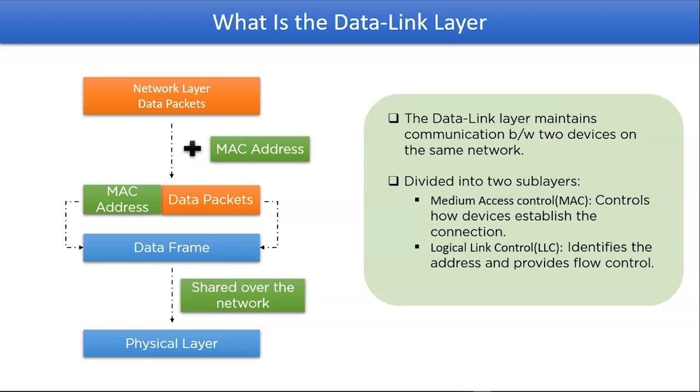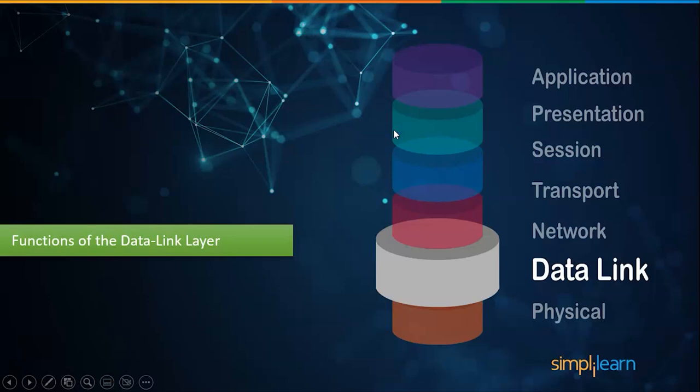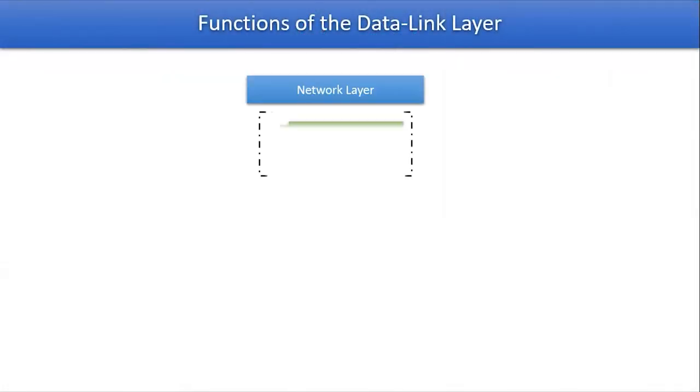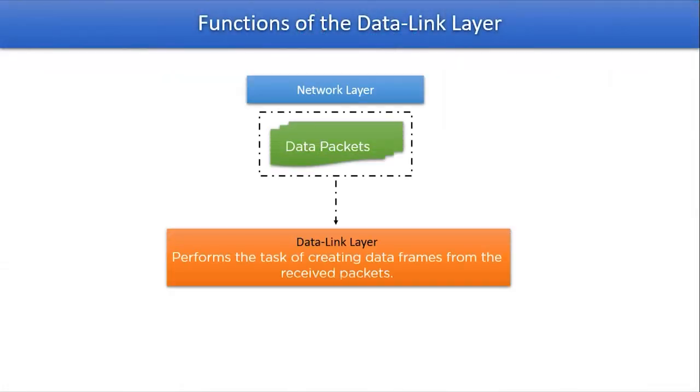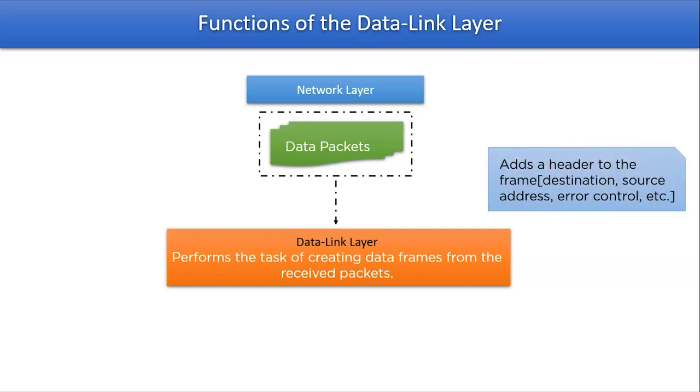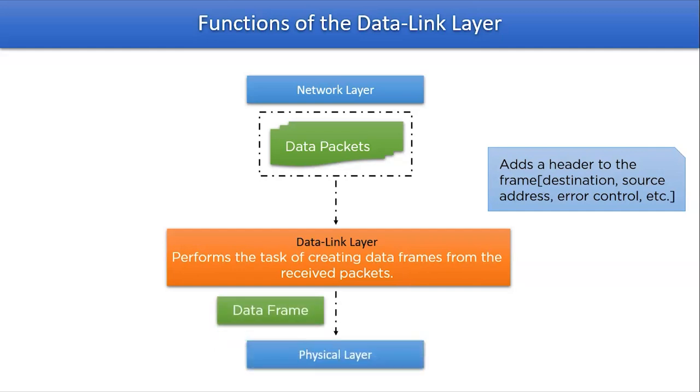The second layer is the logical link layer, which identifies, checks flow control, and performs the error check for the transmitted data. Advancing, let's take a look at the functions provided by the data link layer. But before we begin, let's understand the data flow between the data link layer and other layers in the OSI model. That is, to begin with, the network layer will share the data packets with the data link layer.